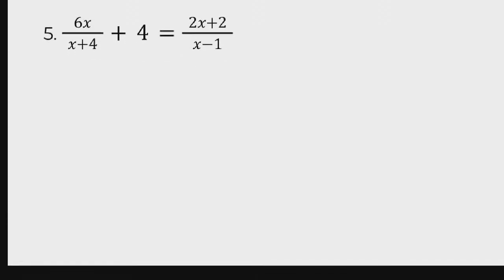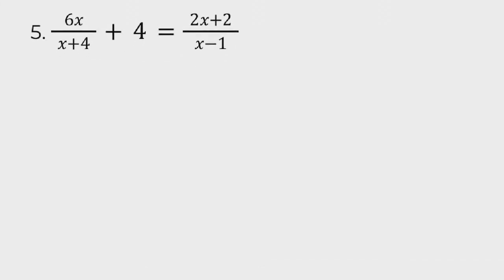Okay, next we have 6x over x plus 4 equals 2x plus 2 over x minus 1. So the LCD is going to equal x plus 4 times x minus 1. So we're going to multiply everything by the LCD. So we'll get 6x times x minus 1 plus 4 times x plus 4 times x minus 1 equals 2x plus 2 times x plus 4.